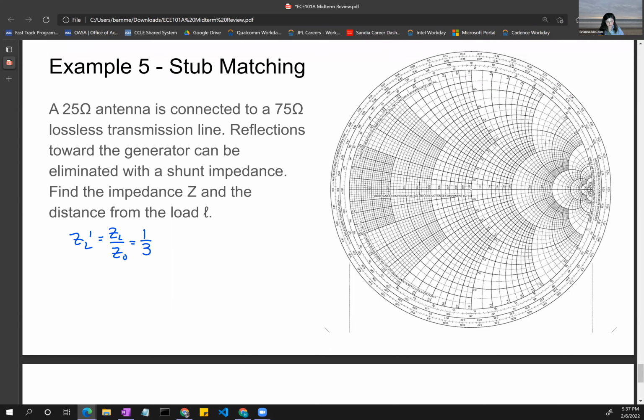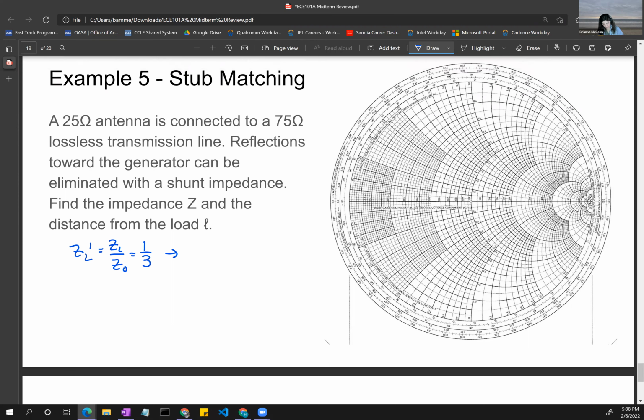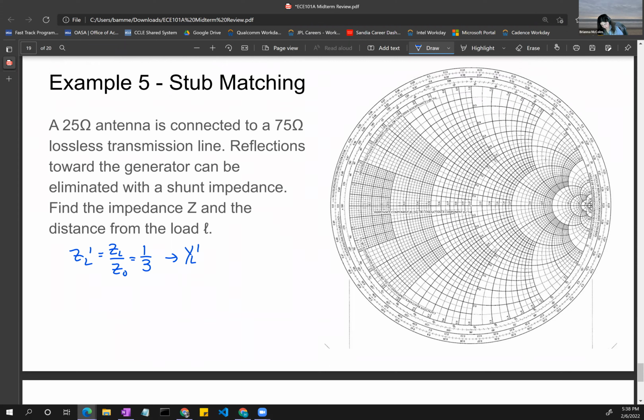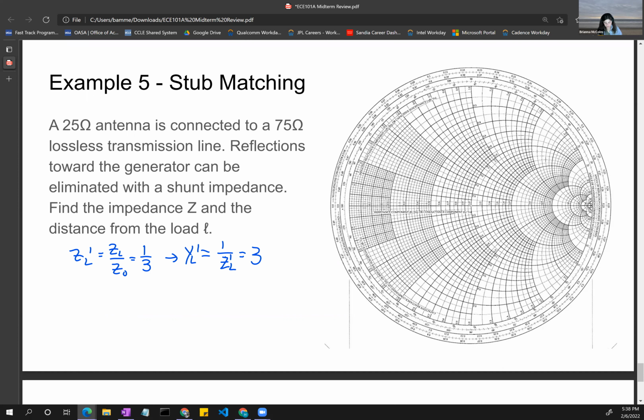And then since we're working with a parallel system, we're going to be looking at admittances. And so the normalized admittance is 1 over the normalized impedance. So that's going to be 3 here. So then we're going to look at our Smith chart and find the impedance 0.3. So that's going to be right here on our Smith chart. And then we are going to attempt to draw a circle.